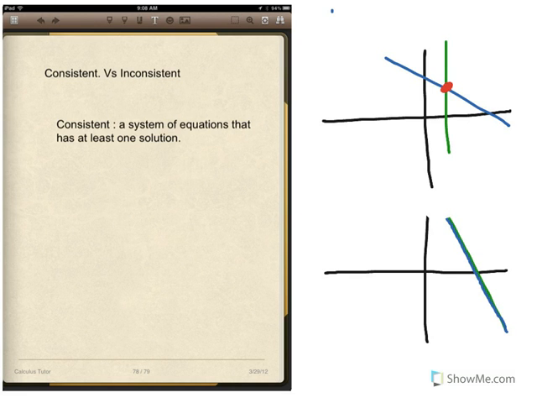in this example, the two lines overlap on top of each other. Therefore, they intersect everywhere. They are essentially the same line. This is also a consistent system of equations in that it intersects at least one time. Please pause the video and copy this into your notes.